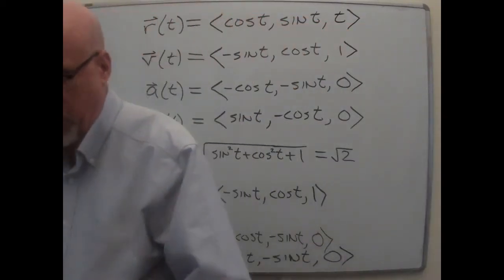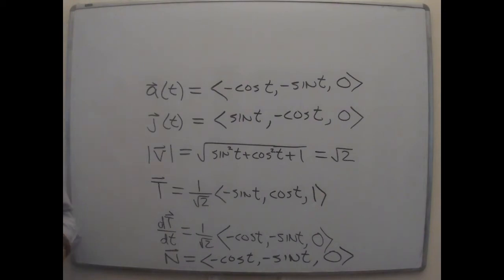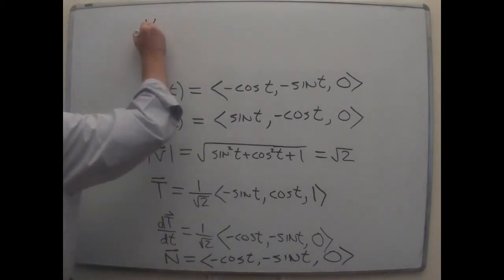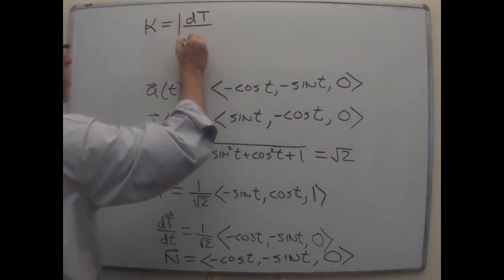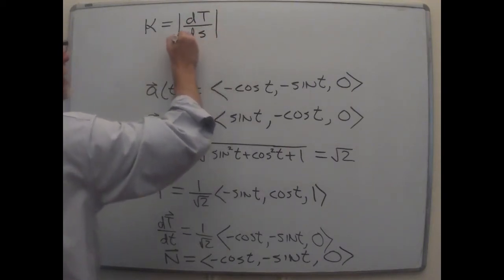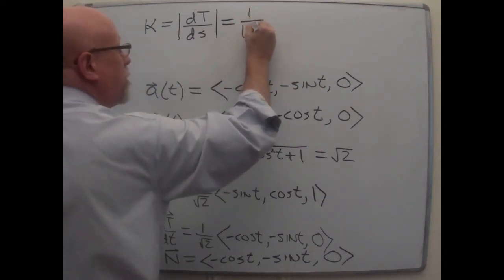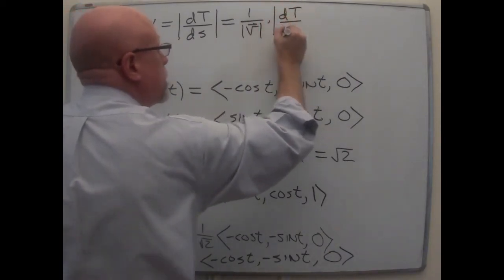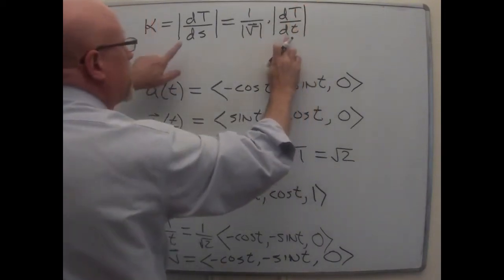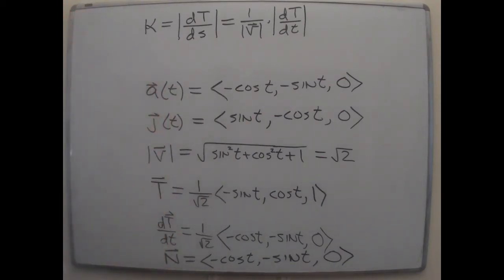You know what I'm going to do? I'm going to erase starting at the top, and we'll fill in some of those things. The kappa that I'm searching for is defined as the length of the rate of change of the tangent vector with respect to arc length. So it's defined as that. But it is the same thing as 1 over the length of the velocity vector, the speed, times the length of dT/dt. Again, these two vectors are parallel, and 1 over the speed is a constant proportionality between them. The constant that you need to turn one into the other is the speed.